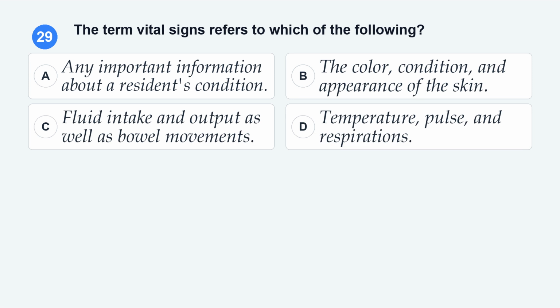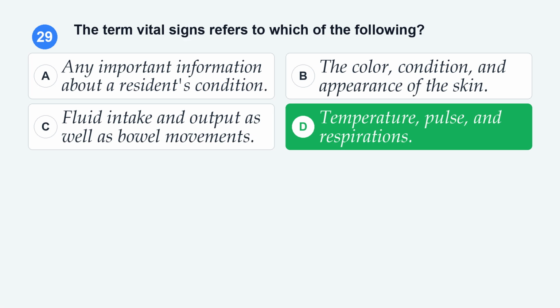Question 29. The term vital signs refers to which of the following? Option A. Any important information about a resident's condition. Option B. The color, condition, and appearance of the skin. Option C. Fluid intake and output as well as bowel movements. Option D. Temperature, pulse, and respirations.